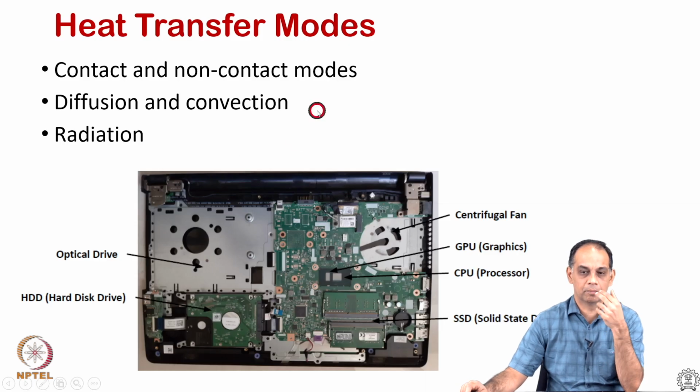that there are multiple modes of heat transfer that are expected to happen. Here is a centrifugal fan, there is a solid state drive, this is optical drive, hard disk drive, and you have the processor. This is the memory device, this solid state drive here is a memory device. The CPU is here, the graphics card is there, and there is a fan and a heat sink. So, this fan and the heat sink is the primary mechanism for heat to be removed from all these power generating devices that are mounted on this.